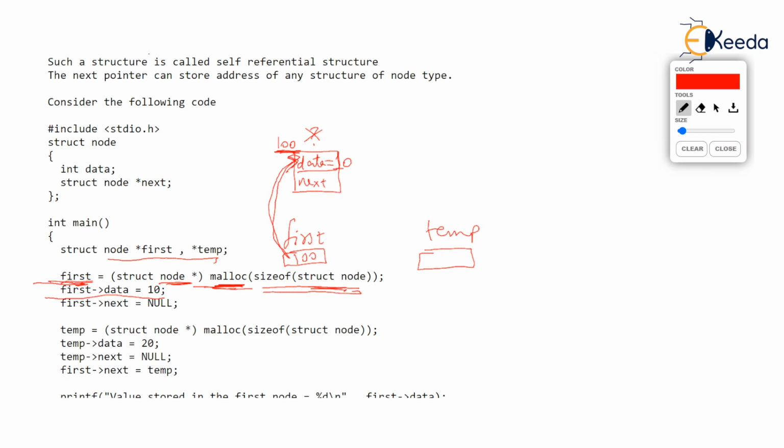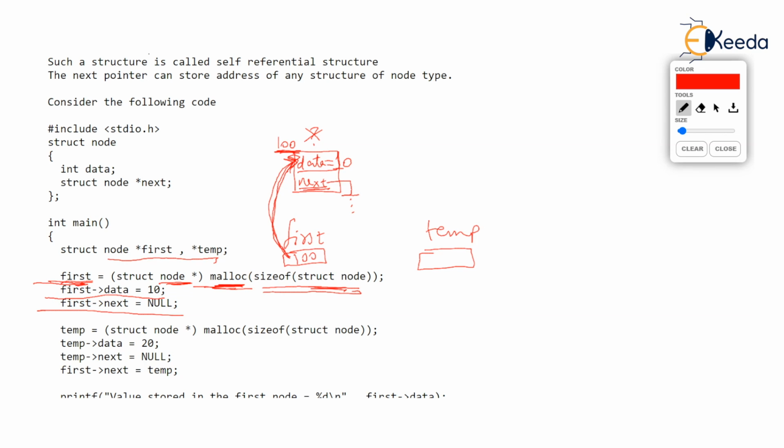Next line says first arrow next should be null. So here we go. First arrow next, this node's next should be null. Null means empty and I have a habit of showing null pointer as a ground symbol. So this next pointer is not pointing to any node or any place or any location in the memory. This next pointer is empty.